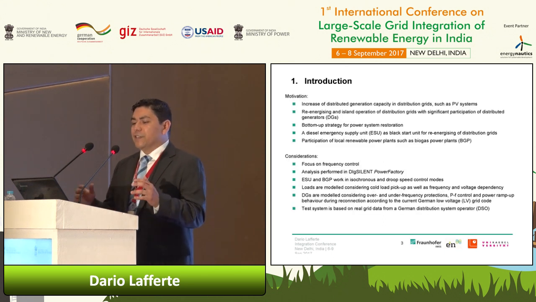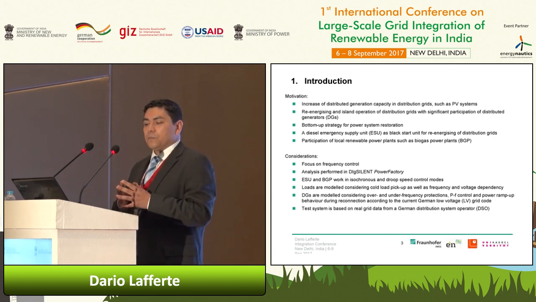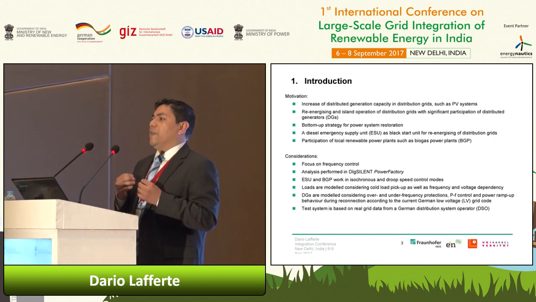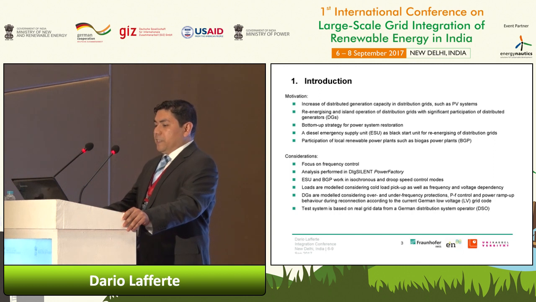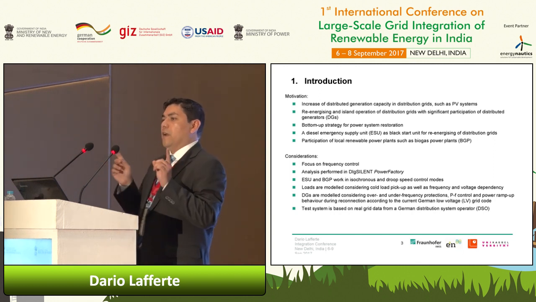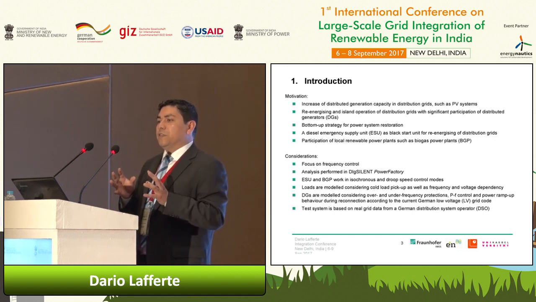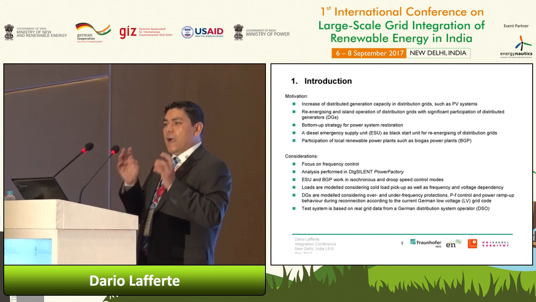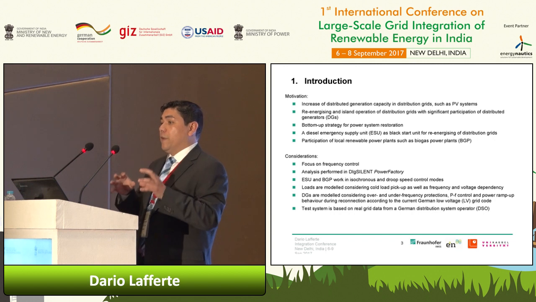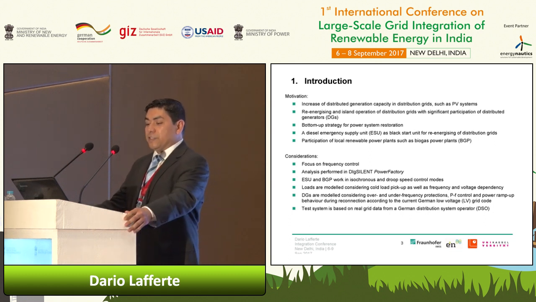The motivation here is the increase of distributed generation in distribution grids, such as PV systems, and in which form they can participate in the re-energizing process after a blackout of distribution grids. For that reason, we are thinking about a bottom-up strategy to re-energize the grid after a blackout. This bottom-up strategy starts with Black Start units to form island grids in order to operate and synchronize them. After that, to support the restoration process of the entire power system.